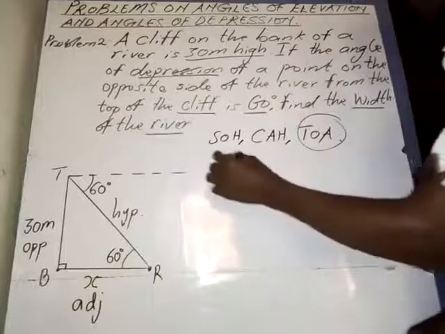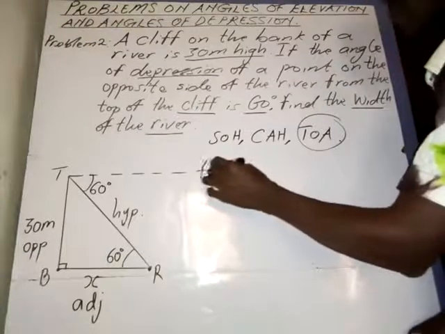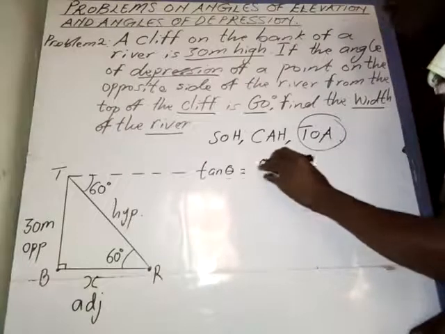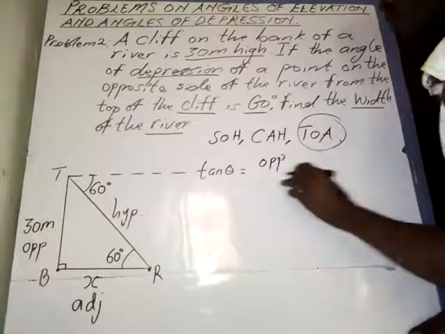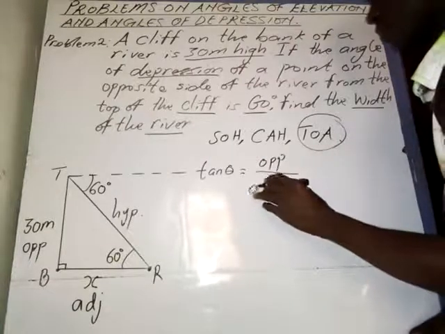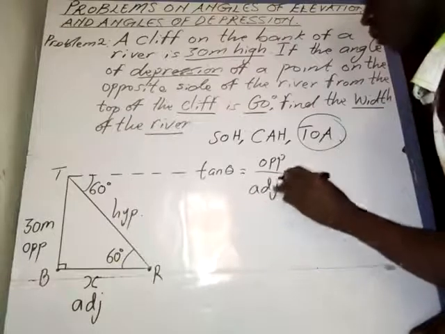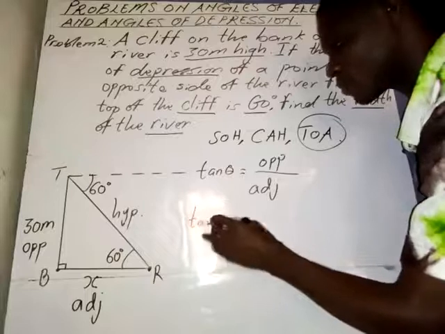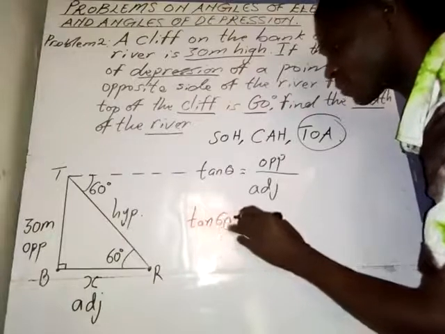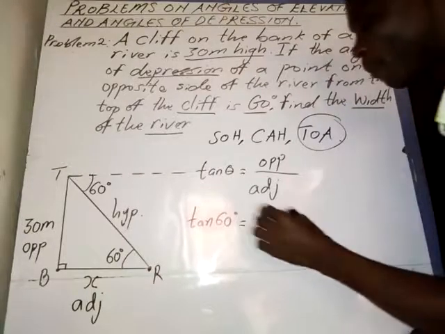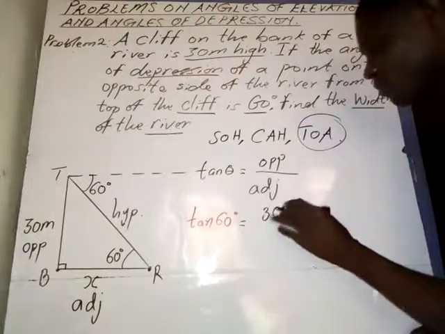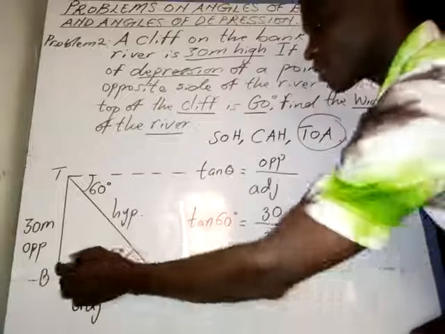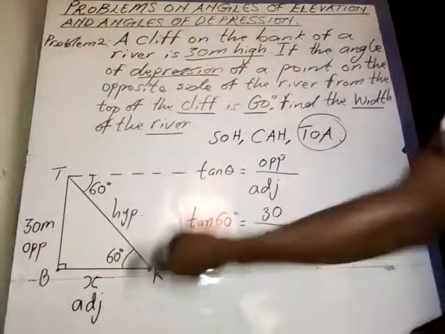So therefore, we have tan theta equal to opposite over adjacent. So that means tan 60 degrees is equal to opposite, which is 30, over x, which is the width. x is the width of the river.